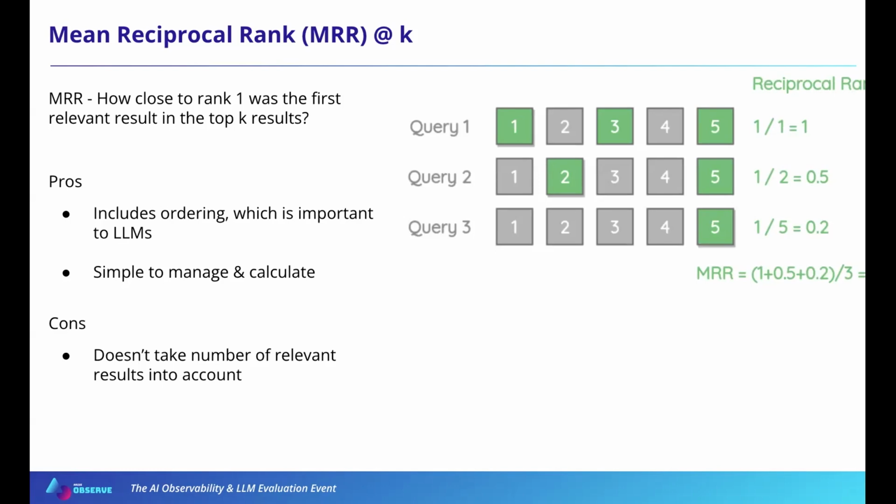If you have the right info in rank 1, you get 100%. Rank 2 drops it down to 50%, and 3 and so on. This is really easy to calculate. It's a really good representation of how well your application performed. And the only con is that it only works if it's a single piece of information.